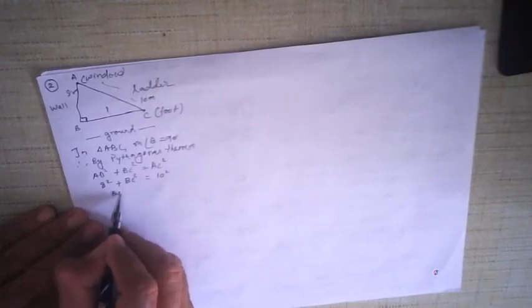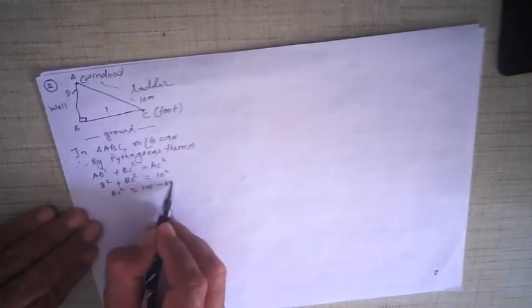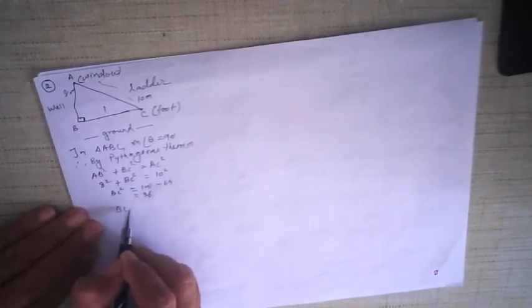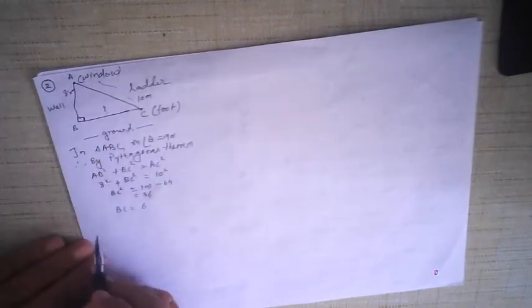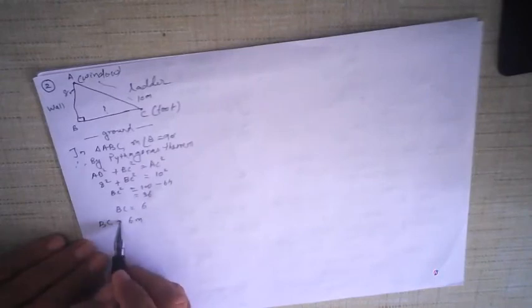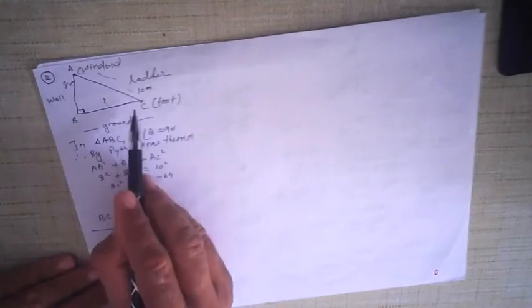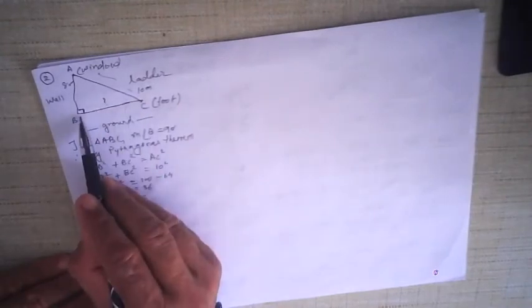So BC square: 10 tens are 100, 8 eights are 64. The difference between them is 36. Square root of 36 is 6. Therefore BC is equal to 6 meters. That means the foot of the ladder is at a distance of 6 meters from the base of the wall.